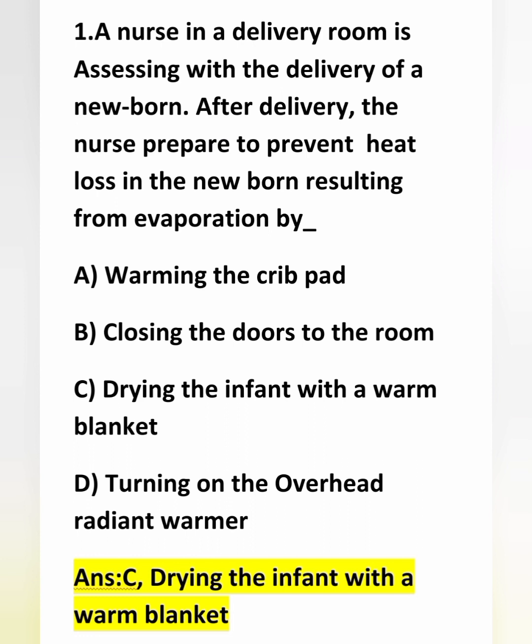So immediately after delivery we should dry the baby, to prevent hypothermia also. Once evaporation occurs, if the baby is not adjusting to the environment, there will be a temperature loss in the body that will lead to hypothermia. In order to prevent all those things, we should cover the baby with a warm blanket. So option C is the correct answer: drying the infant with a warm blanket.